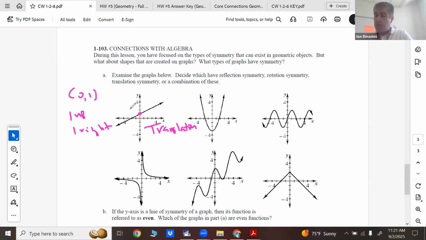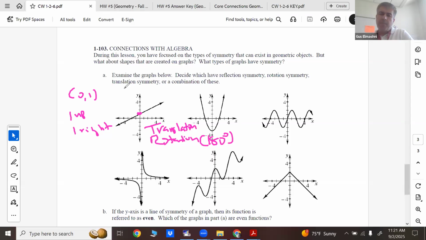Can I rotate it about the middle and get back to the same place? Yeah, I could rotate 180. Yep, so that definitely has rotation. In fact, it's 180 degrees. Just take a pivot point, any point really for that matter, because lines go on forever, and rotate 180, get back to the same place.